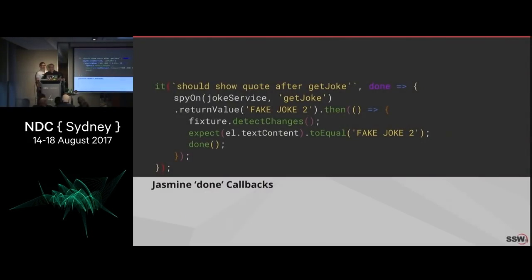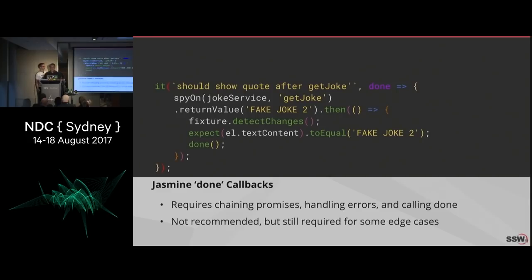So how we've been doing that in the past is with Jasmine done callbacks. And they work by using a promise and then calling done. The downside of Jasmine done callbacks is they require chaining promises, handling errors, and then calling done explicitly. And while we don't actually really recommend them or like using them that much, we still need to use them sometimes around some edge cases.